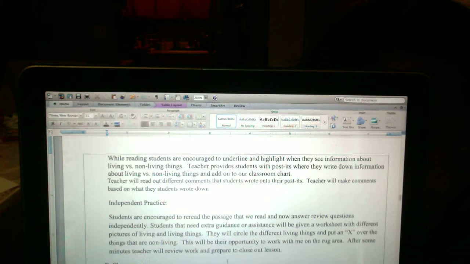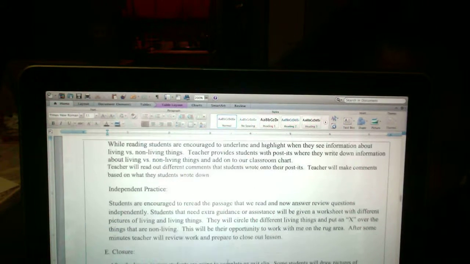That way I can watch and monitor to see if there are any misconceptions or misunderstandings that we haven't covered throughout the lesson thus far. After some minutes, we'll review it all together. Not everyone, because I'm sure we won't have enough time, but I would try my best to hear a lot of my students share out what they did during independent practice time.